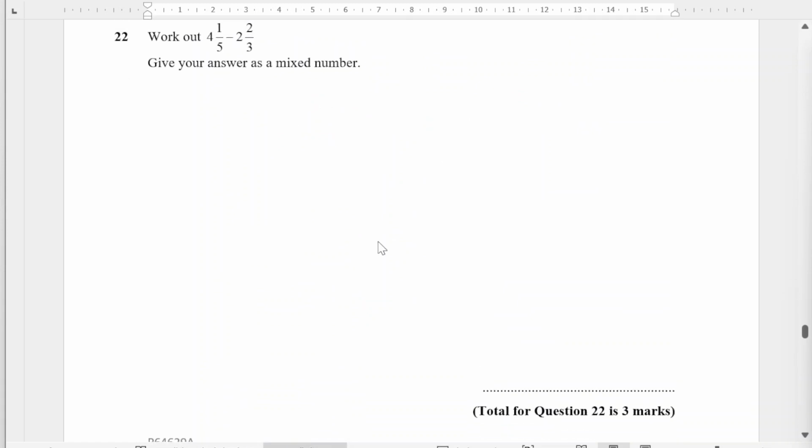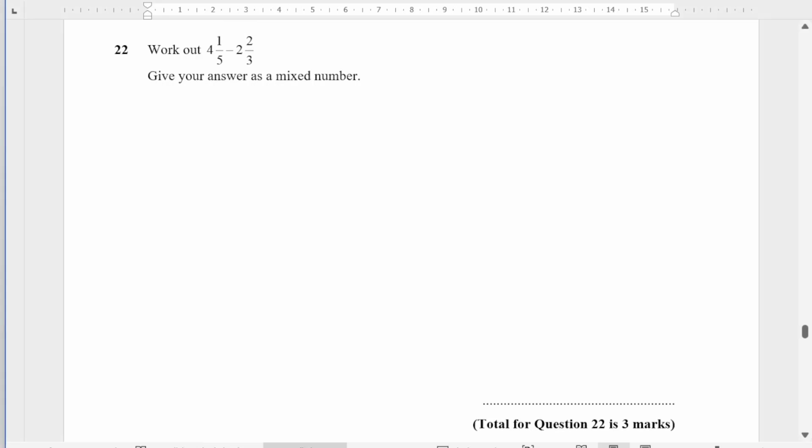Okay, question 22. Work out 3 1/5 minus 2 2/3, giving your answer as a mixed number. I tend to take a bit of a shortcut with these questions. I treat the number part and the fraction part separately, and then combine them afterwards. There's nothing wrong with converting them to improper fractions, converting them to the same denominator, subtracting them, and then converting back. I just find this a slightly quicker method.